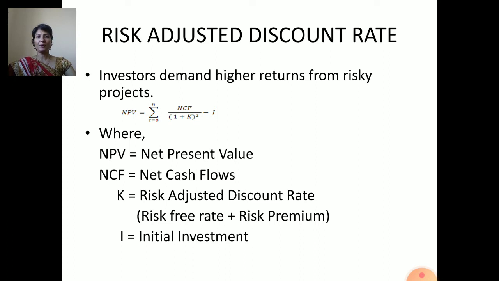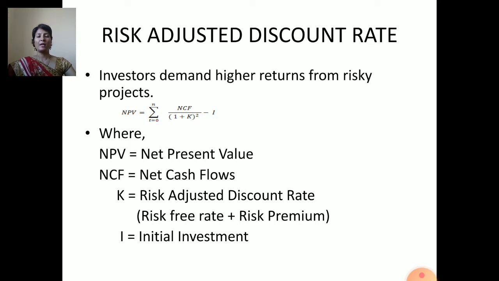where NPV indicates net present value, NCF indicates net cash flows, K indicates risk adjusted discount rate, that is risk-free rate plus risk premium, and I indicates initial investment. Hence, NPV = summation NCF divided by (1 plus K) whole raised to t, minus I.